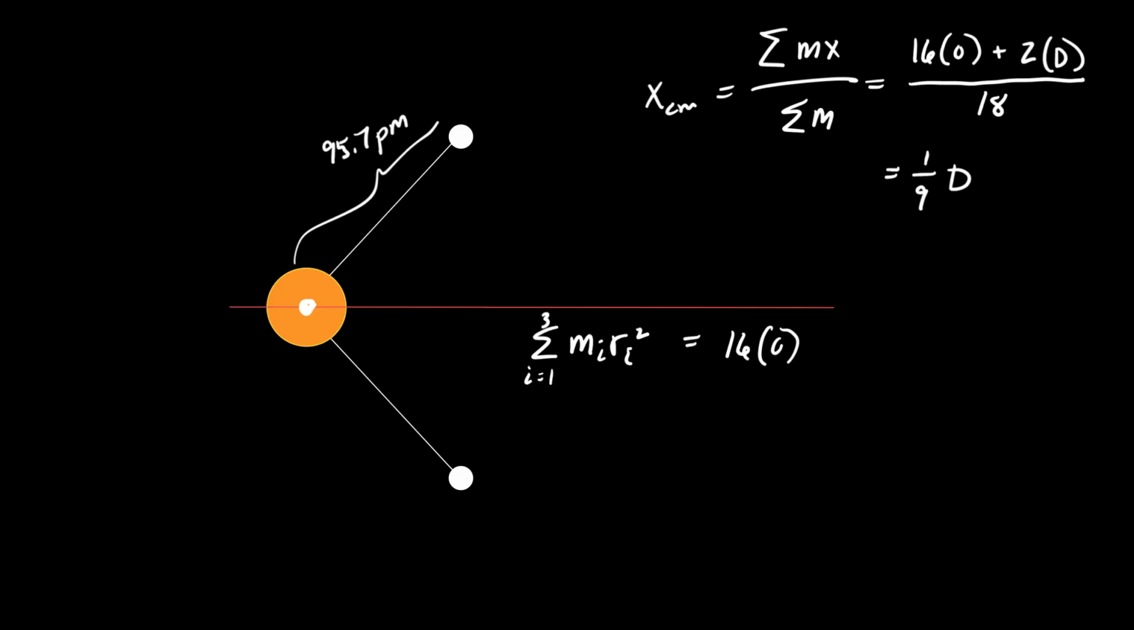I'll do 16 times 0 squared. And then I have 2 hydrogen atoms that are the same distance away from the oxygen atom. So they contribute the same amount to the moment of inertia. They have a mass of 1, and they are 95.7 pico, which is times 10 to the negative 12 meters.